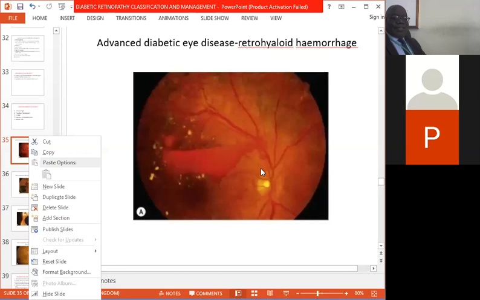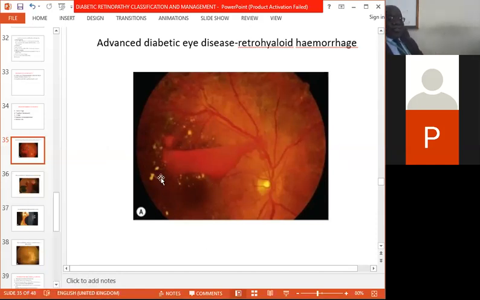This is the bleeding, retrohyaloid, between the vitreous, behind the vitreous and the retina behind there. That's retrohyaloid. Okay.